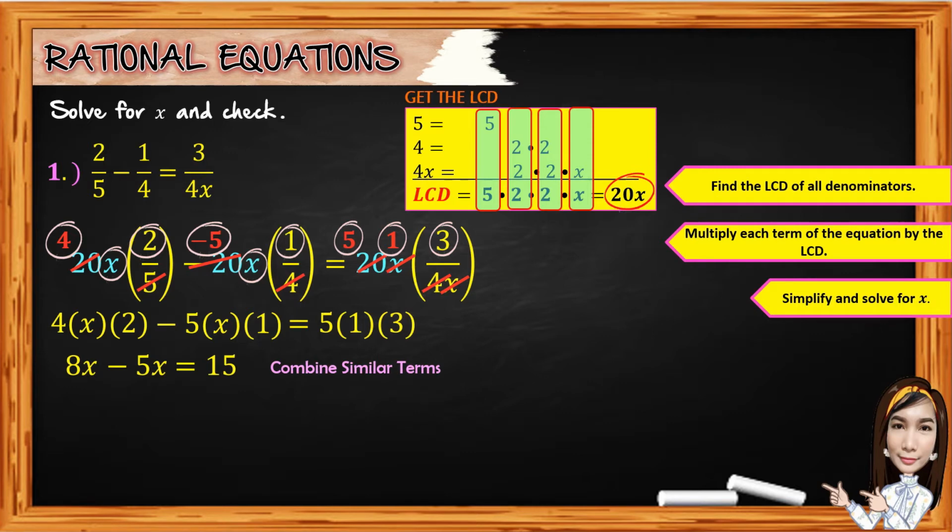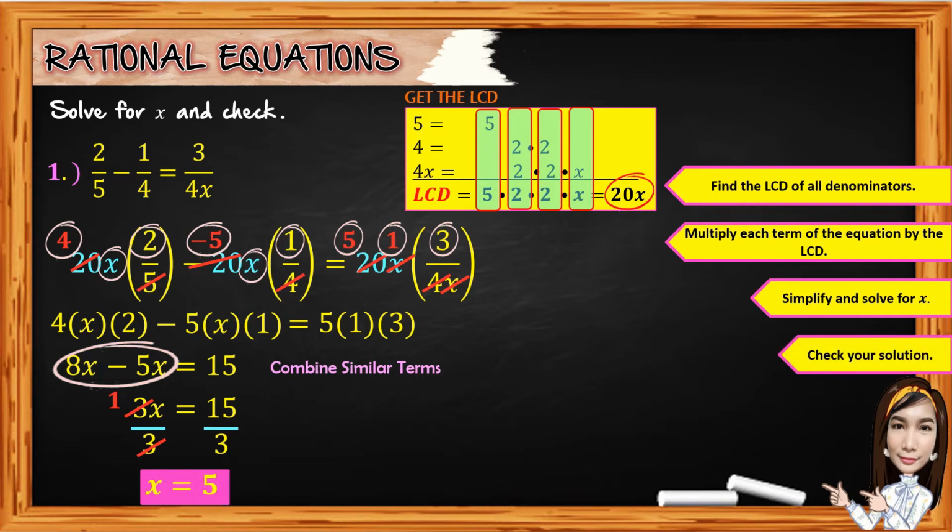Next is combine similar terms. 8x and negative 5x are considered similar terms because they are both linear terms, having the variable x to the first power. So, perform the indicated operation. 8x minus 5x is equal to 3x is equal to 15. Next, we're going to divide both sides by 3, which is the coefficient of x, so that we can cancel. 3 divided by 3 is equal to 1 times x, so we have x. Then 15 divided by 3 is equal to 5. So the value of x is equal to 5.